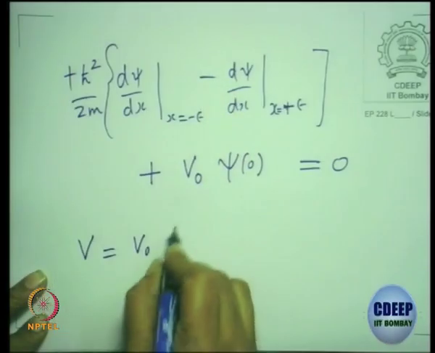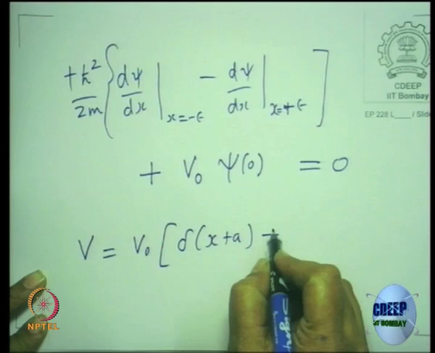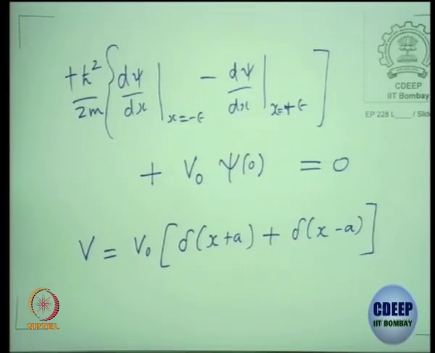Suppose I give V to be V naught times delta of x plus a plus delta of x minus a. These are the double delta functions. So these are the various potentials where you need to get a feel of what is the solution and when can you get bound states.